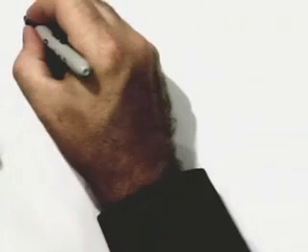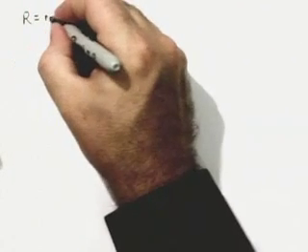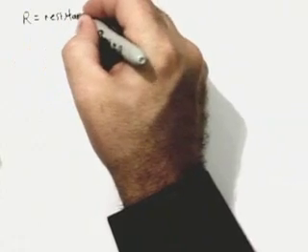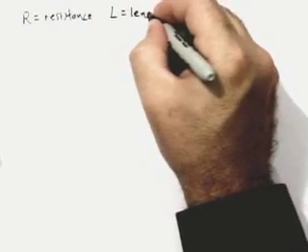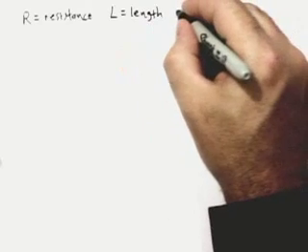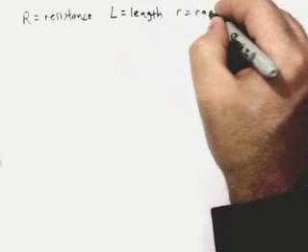I'm going to start by defining some quantities. We're going to let capital R equal the resistance. We're going to let capital L equal the length. And we're going to let little r equal the radius.